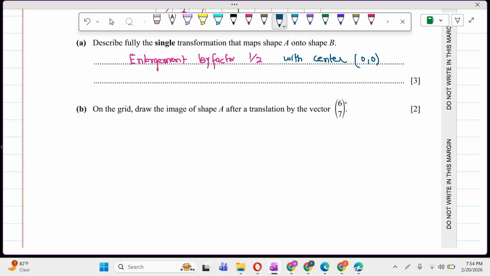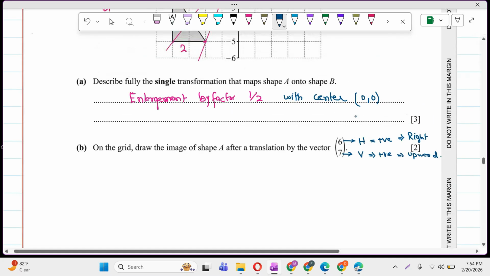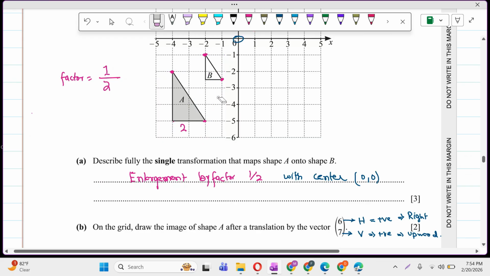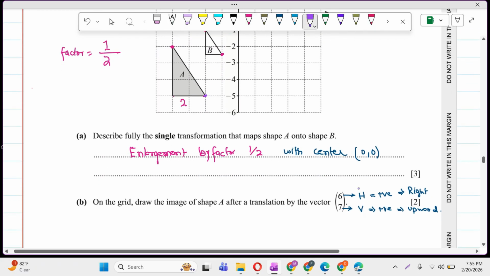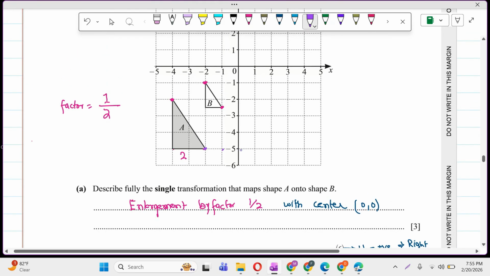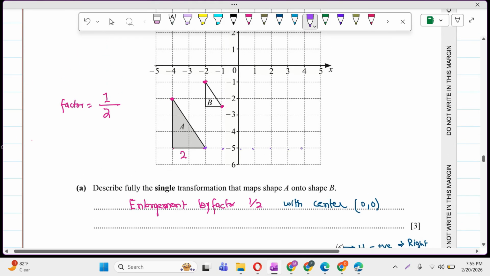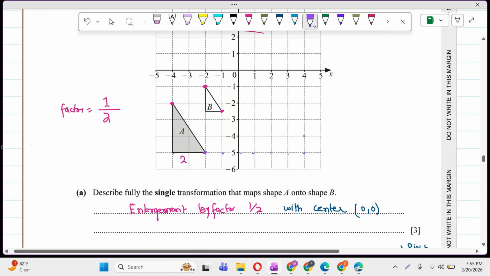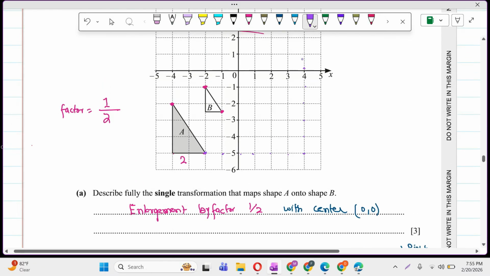Part B, on the grid, draw the image of shape A after the translation by the vector (6, 7). We know that this component is the horizontal and is positive, so it means right side. And 7, which is the vertical, and positive means it is upward. This point will be moved towards right by 6 and upward by 7. 1, 2, 3, 4, 5, 6, and upward by 7. 1, 2, 3, 4, 5, 6, 7.